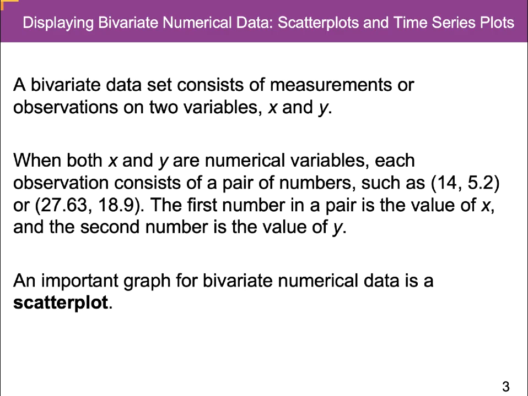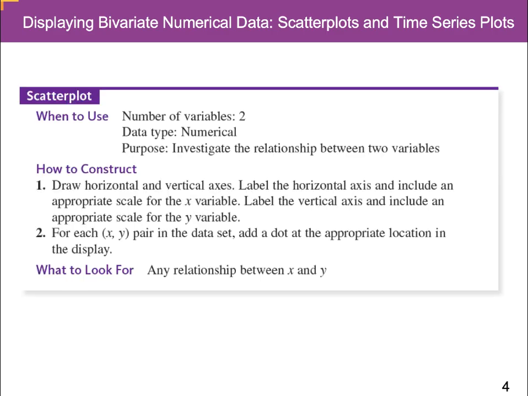So one of the important graphs that we use for this bivariate data is the scatter plot. Scatter plots are going to have two numerical variables, and you're looking for a relationship. If you're hoping to see a relationship between two variables, you'll use a scatter plot. Now again, we'll almost always use StatCrunch for a scatter plot, but I'm going to quickly go through how you would do this by hand.